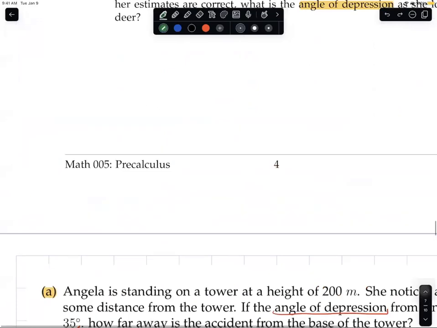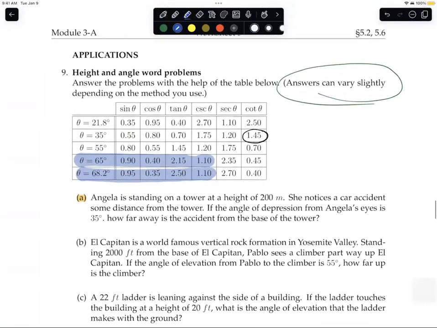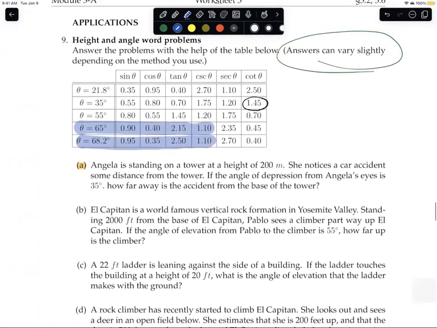So we go to the chart and check to see if there is an angle that has a cosecant of 1.1. Yeah, 65 has a cosecant of 1.1. But it turns out that 68.2 also has a cosecant of 1.1. And this has to do with the fact that these are approximate values. So the cosecant of both of these angles is not actually the same, but they're very close to each other.